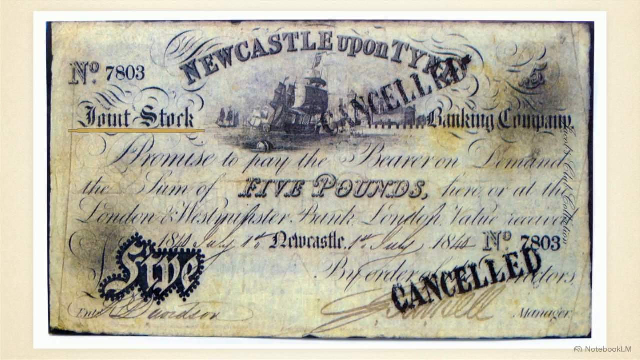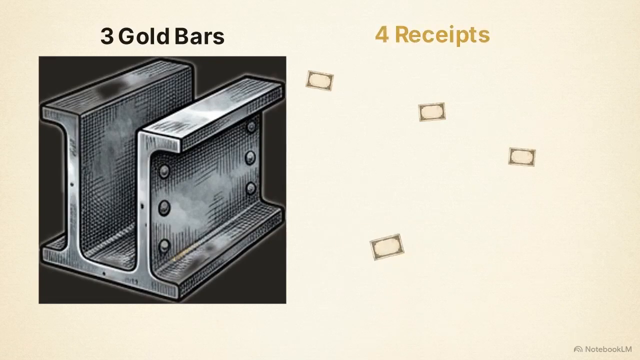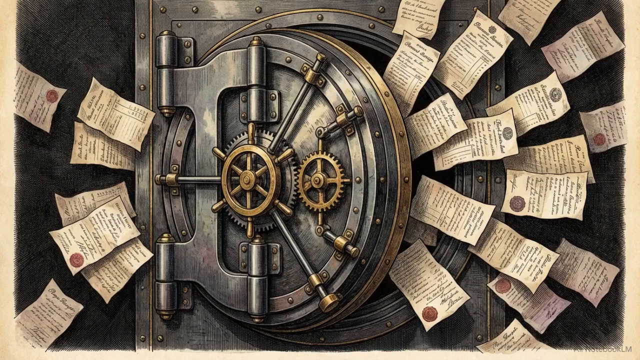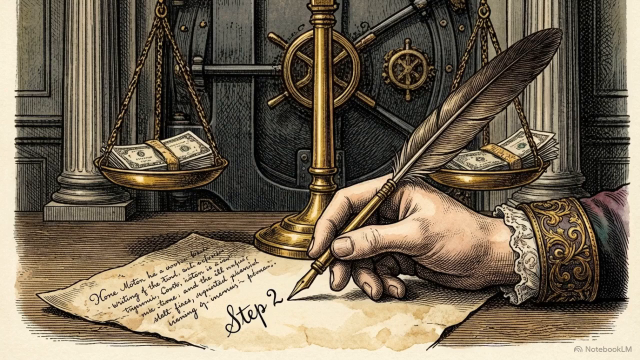This is an early paper claim from a joint stock bank. Instead of retrieving the heavy gold for every purchase, citizens began handing these receipts to each other to settle their debts. Since depositors rarely claimed their gold all at once, goldsmiths realized they could lend out more paper receipts than the metal they actually held. This practice became known as fractional-reserve banking. Replacing heavy metal with lightweight paper receipts created market liquidity, allowing trade to move at the speed of hand-to-hand exchanges. Now, write down your second step.